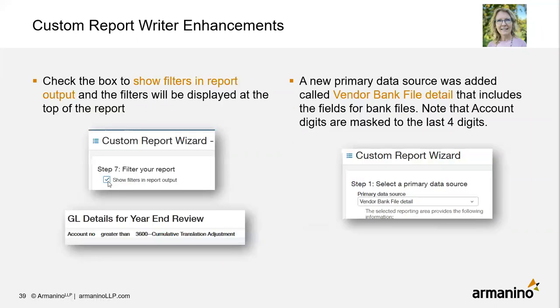In the custom report writer, so that's not the financial report writer, but the custom report writer, very exciting. How many of you have custom reports with filters, and when you generate the report, you want to know what those filters are? Yep, you've got step number 7. You can show filters in the report output, and right at the top of the report is going to be the filters. In my example here, I had a filter account number is greater than 36,000, meaning I was bringing in all my P&L. That's going to show across the top of my report.